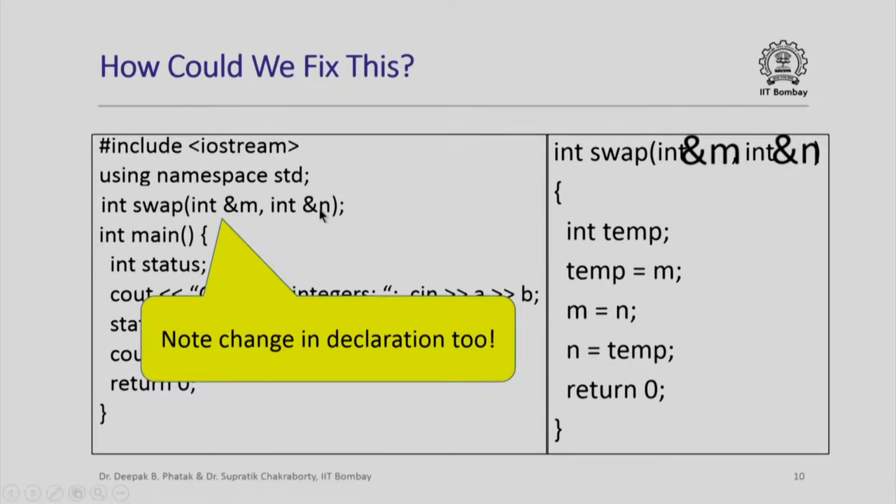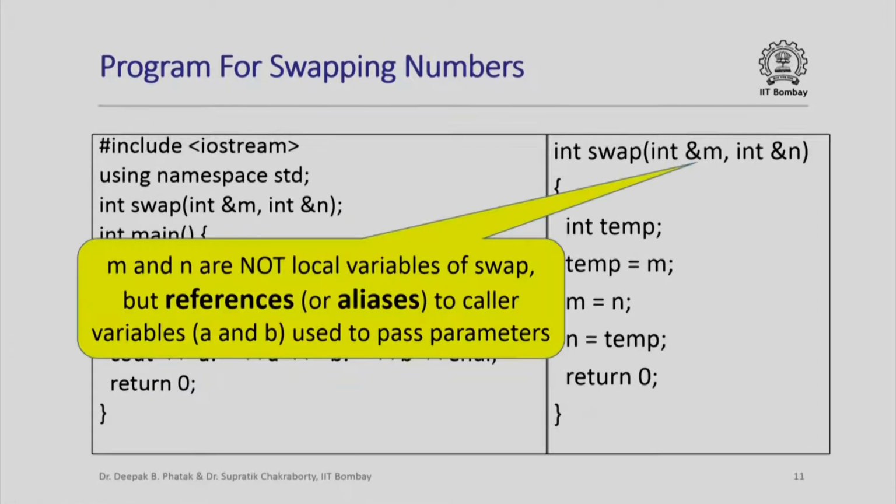Here also we need to indicate the ampersand operator before the input arguments, and what putting this ampersand operator does is that it tells the compiler that these two arguments m and n are not really local variables of swap, but they are references or aliases to the caller's variables that were used to pass parameters. In this case, of course, the caller's variables were a and b.